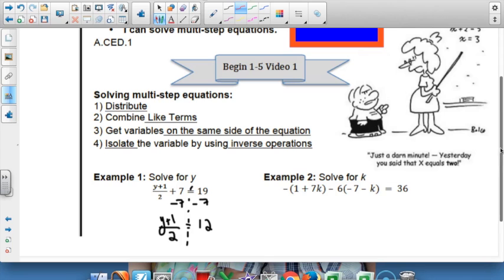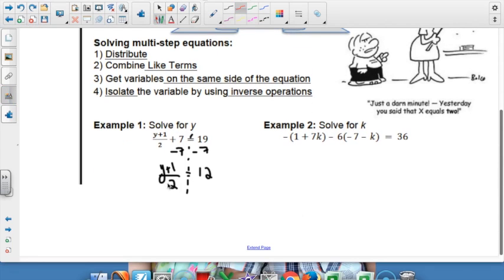All right, now I'm going to move to my next step just to get rid of this 2. I can't get that 1 away from the y until I get it out from this trap that is that fraction.